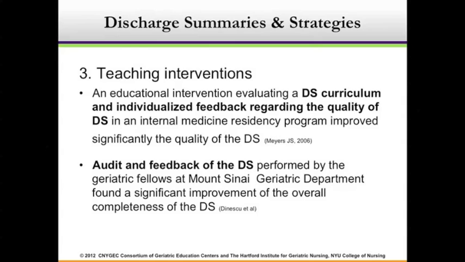That's the most powerful way to affect change, because if you ask, and studies that have asked doctors, "I do them great, I include everything," sure, that makes sense, I do that. When you actually show the person that that's not the case, it has a much more powerful impact on affecting change. And that's something that we did here at Mount Sinai in our geriatrics department with the geriatric fellows, which did show a significant improvement in the overall completeness of the discharge summaries.